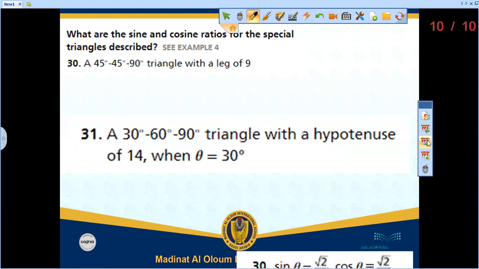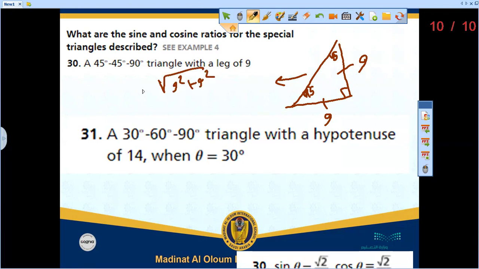30, 60, and 45, 90. I can get sine, cosine, tan also, guys. As you know, this one is the 45-45-90 triangle. It's known as isosceles, and each angle here is 45. If each leg is 9, it means this one 9, this one 9. How can we get the third side? By using Pythagorean, 9 squared plus 9 squared to get the hypotenuse. It's going to give me 9 radical 2.